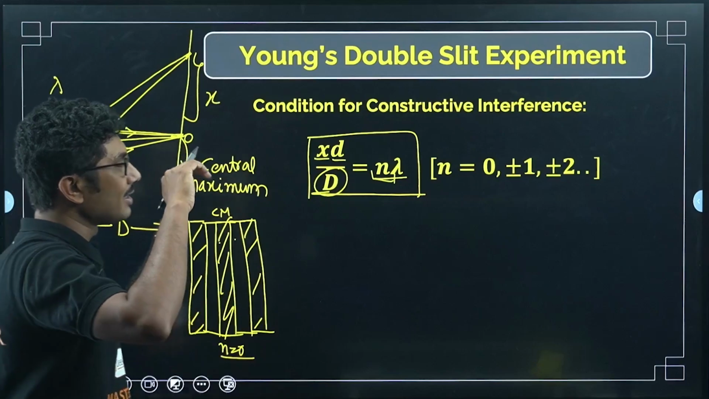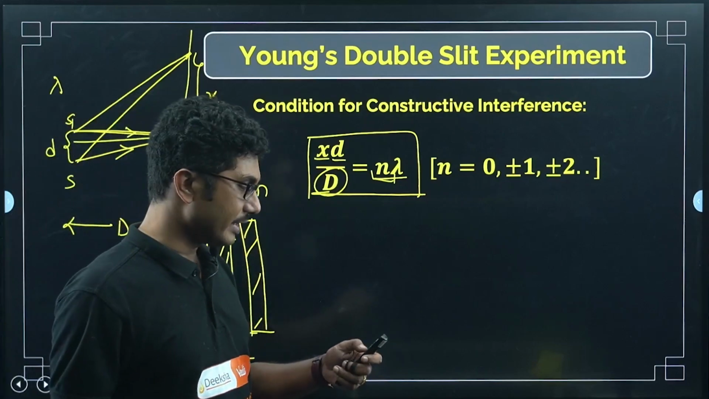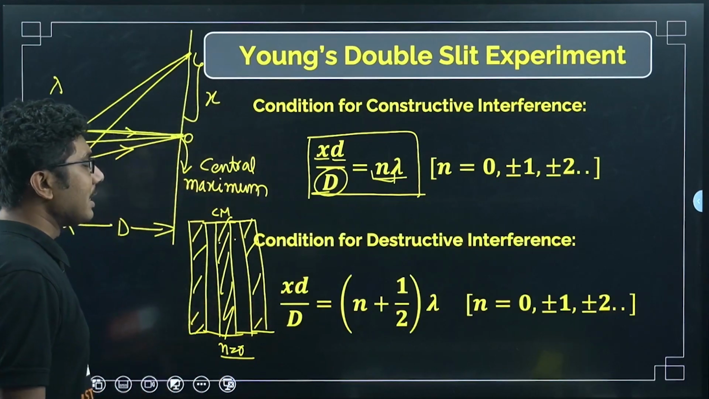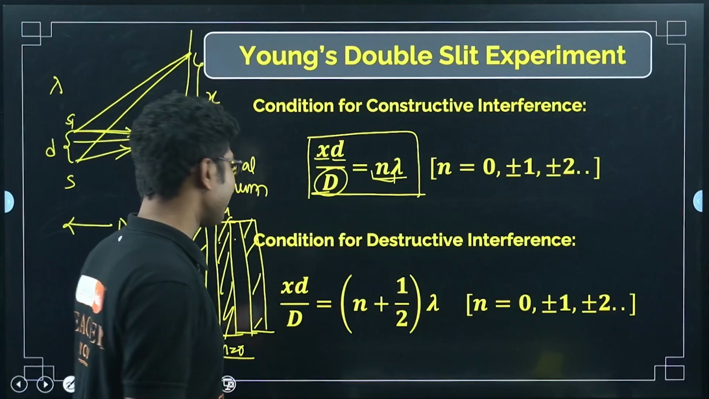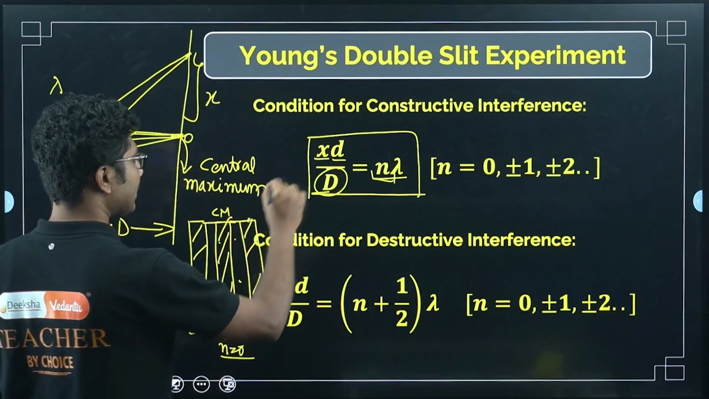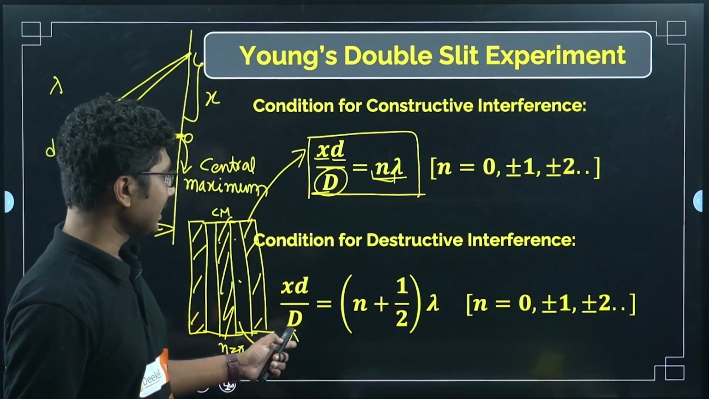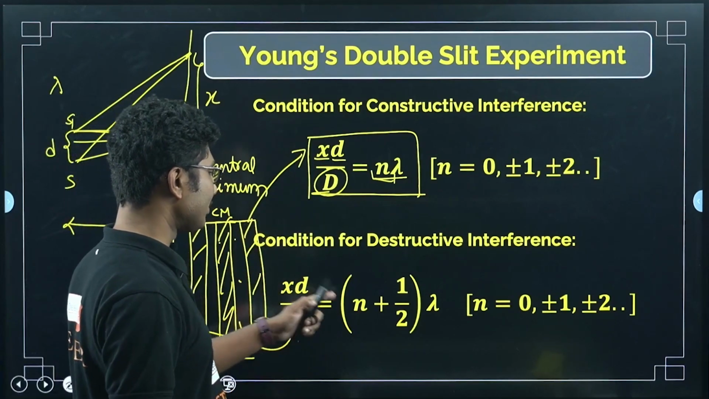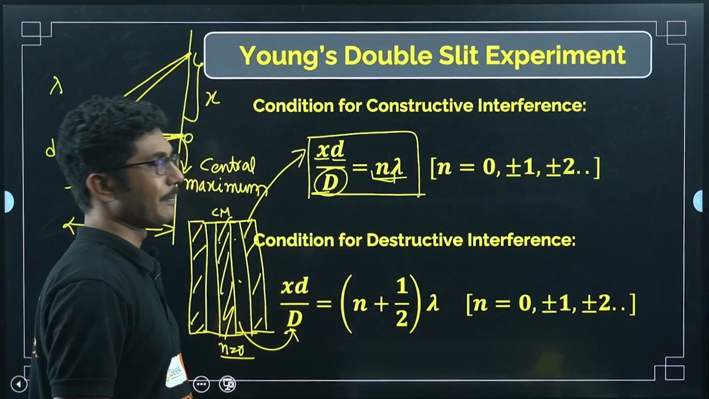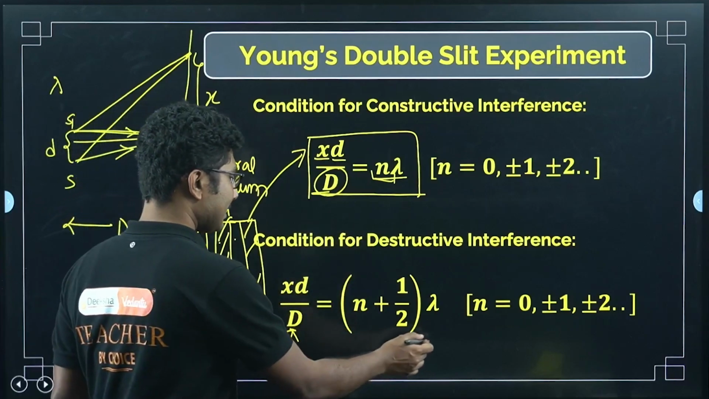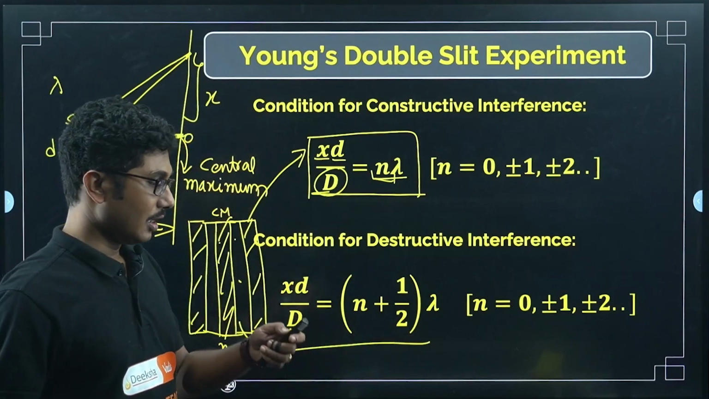Okay, this is called the condition for constructive interference. There is also a condition for destructive interference, that is, for the dark bands. So this is the condition for constructive, and this is the condition for destructive. For destructive interference, xd by D equals (n plus half) lambda. Very interesting question, very interesting concept.